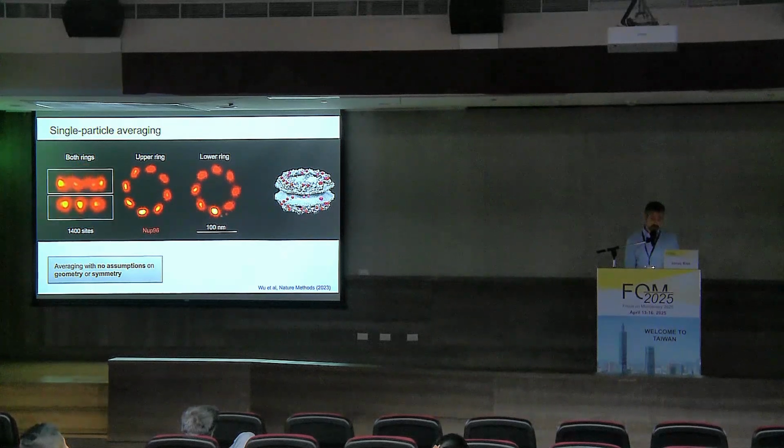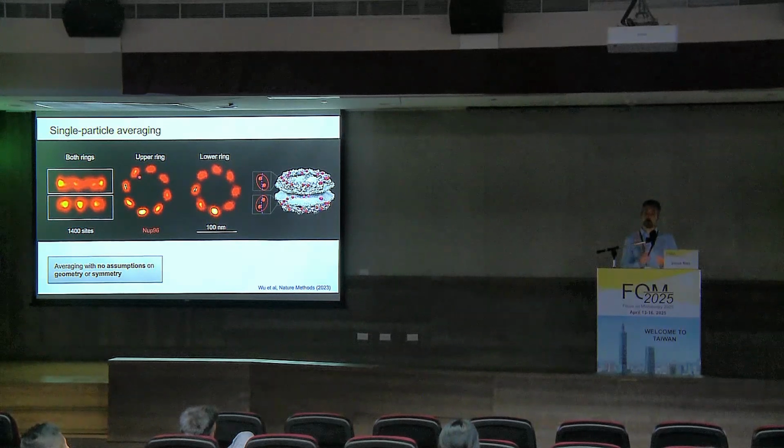Now, if you look at the upper and lower rings separately, you see some nice features. You see that these corners are not point-like, they're a bit elongated, and they point outward in a spike-like fashion. You almost see here two individual dots, and this directly represents the fact that each corner of the nuclear pore complex is occupied by two proteins with a slightly different radius. I should say that we can calculate these averages now without any assumptions on the geometry or symmetry in this case.